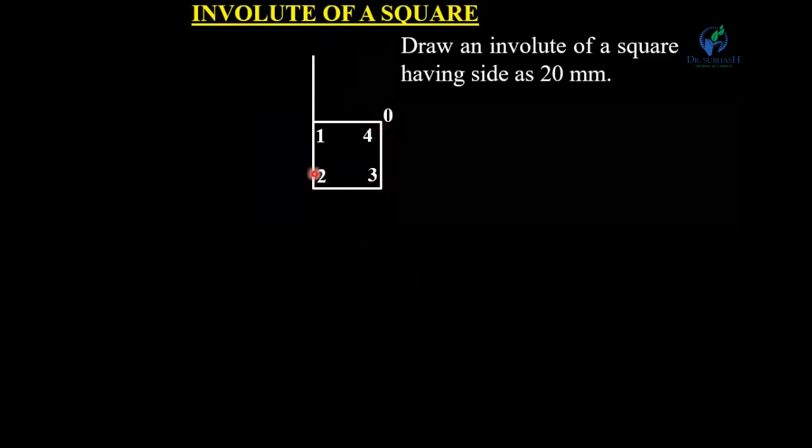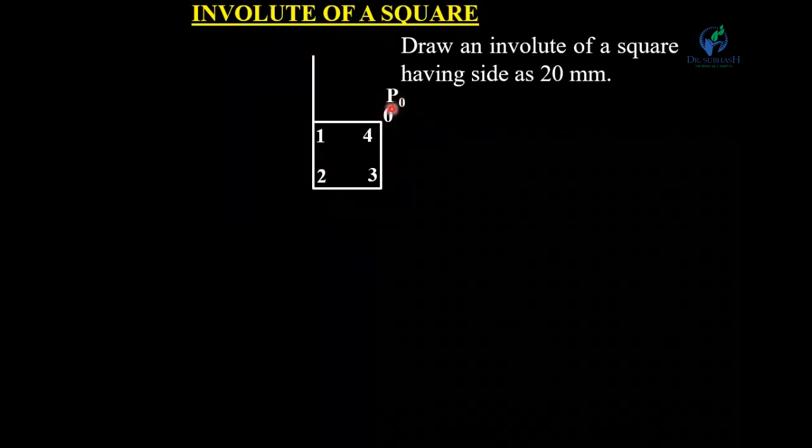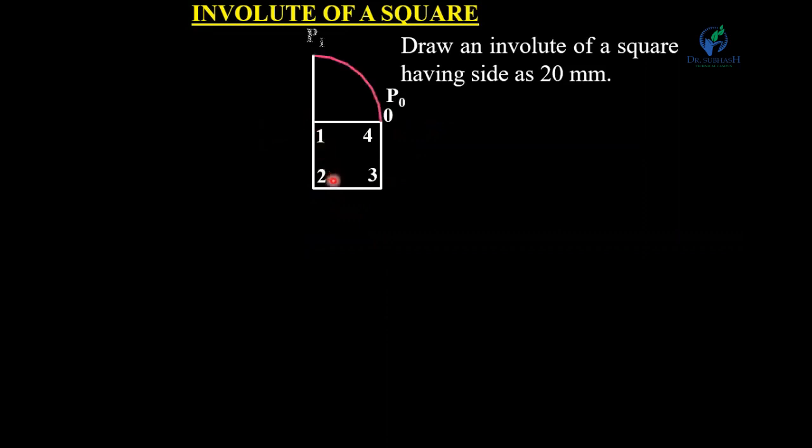Now extend this line to 1. The initial point is P0. Now with 1 as the center and radius equal to 1/4, that means 20 mm, draw an arc. You will get the point P1 here. So this radius is equal to 0, 1 or 20 mm.